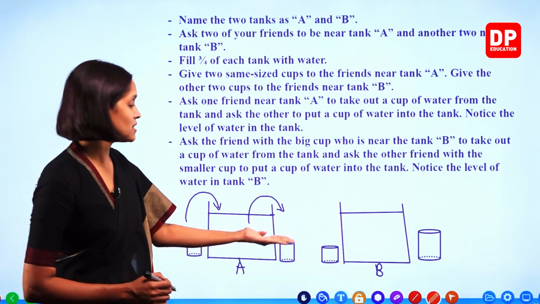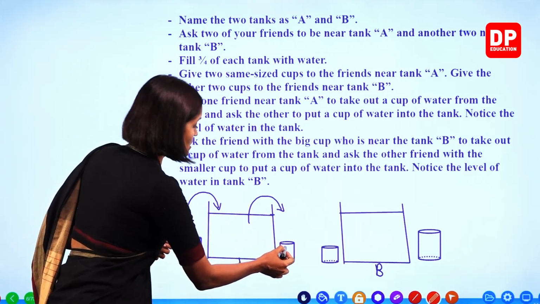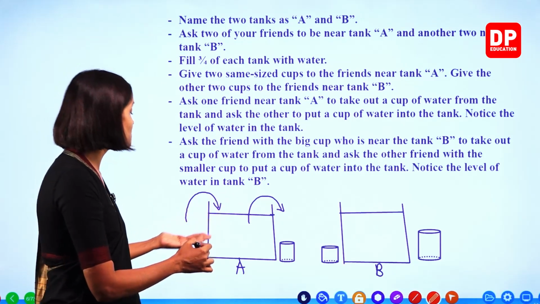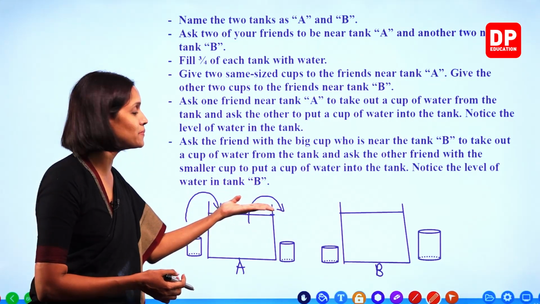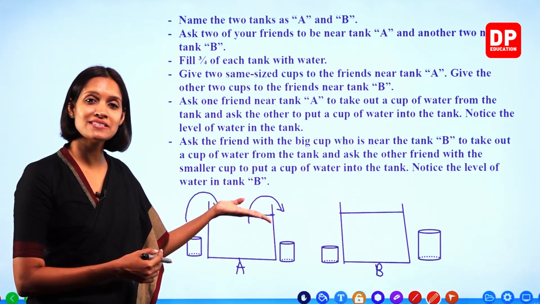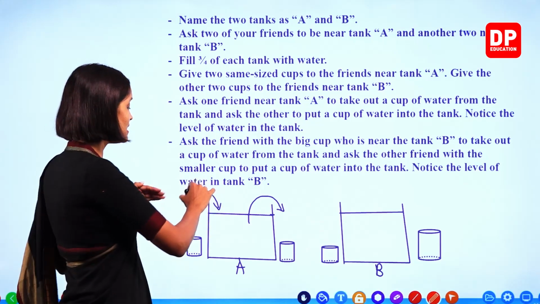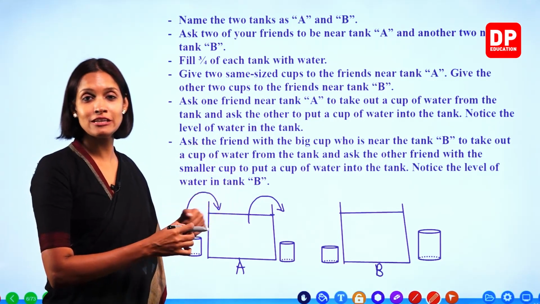Now, when you consider this level, let's say the size of the cups is the same, with a volume of 100 milliliters. Using this cup, you remove 100 milliliters. Using a similar cup, you put in 100 milliliters. What will happen to the water level? It will remain the same, because when one child removes 100 milliliters of water, the other child fills the tank again with 100 milliliters of water.